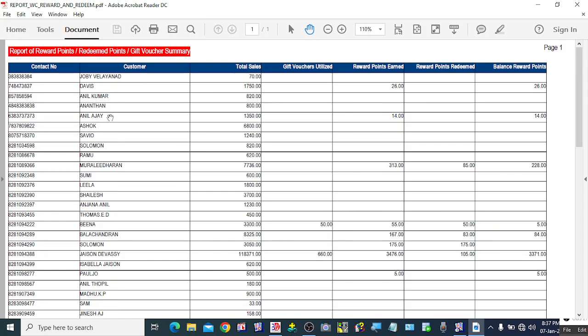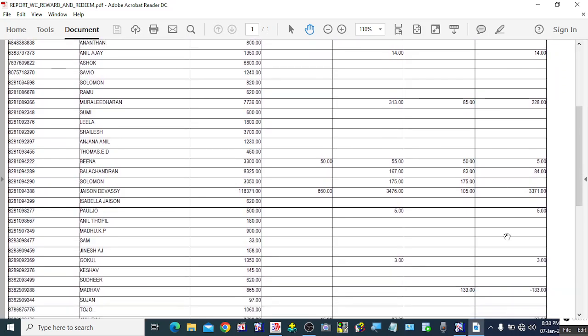So this report checking is also advisable to do on a daily basis. With the help of this report, we can very easily identify how many reward points are pending to redeem in each working customer's account. So here in the rightmost column, we can see balance reward points. How many working customers are entitled to redeem the reward points they have earned in their various purchases.